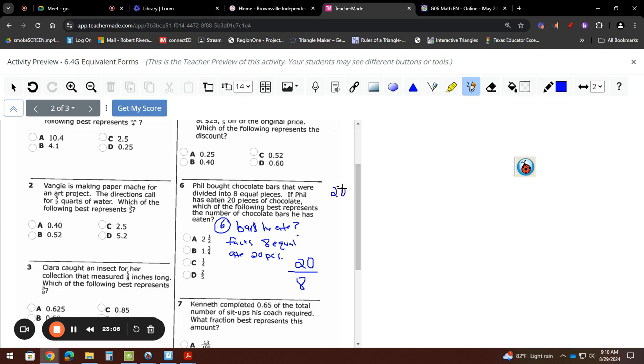20 divided by 8. Okay? 20 divided by 8. So I'll put my decimal at the end. And 2, is that enough? No, it's not. So now, 8 times what gives me 20? 8 times 2.